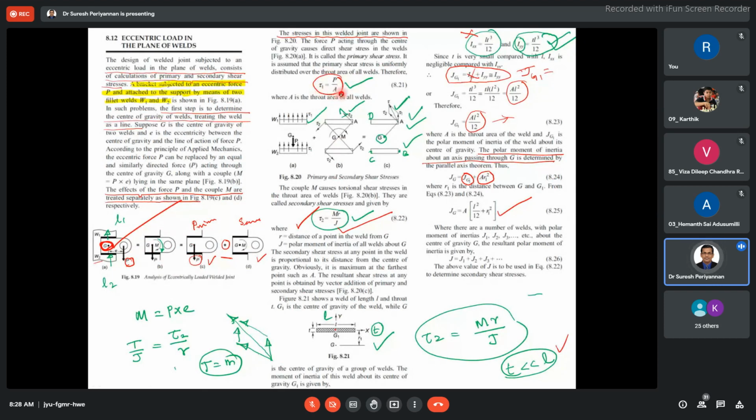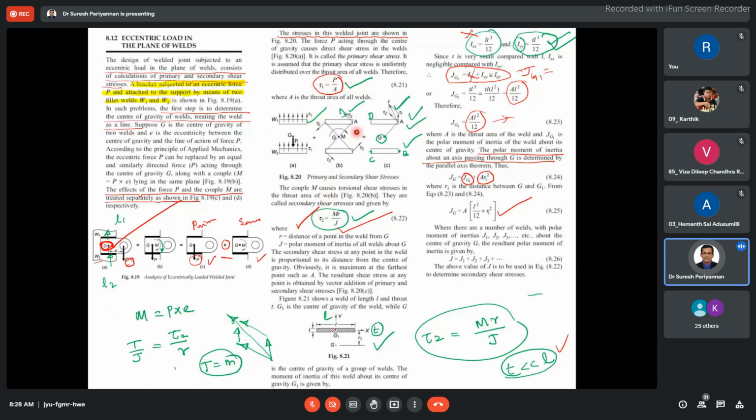Tau 1 is equal to P by A. This is a direct shear. This is nothing but a bolted joint and riveted joint. When the load is acting at an eccentric distance from the bracket or frame, the bolted and riveted joint is subjected to primary shear and secondary shear. Similarly, the same concept applies here: when the load is acting at an eccentric distance from the weld, the weld is subjected to direct shear, that is called the primary shear.